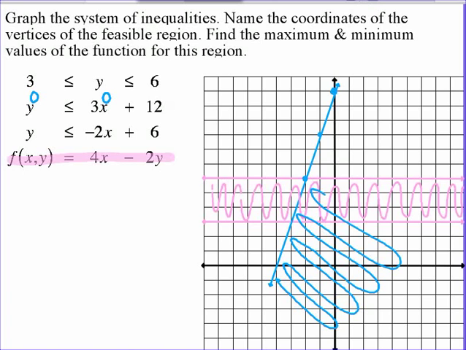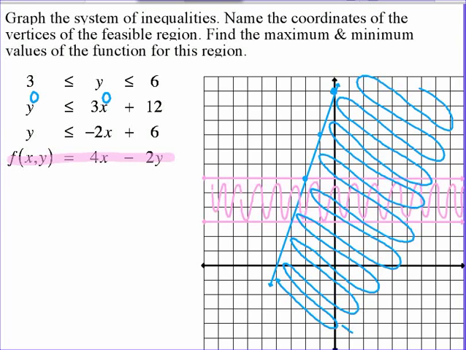So go ahead and shade to the bottom right. You shade that whole thing. Why do you shade to that side again? Because when we plugged in 0, 0, we got a true statement. So we're shading on the side with 0, 0.